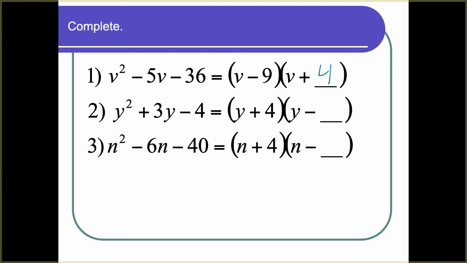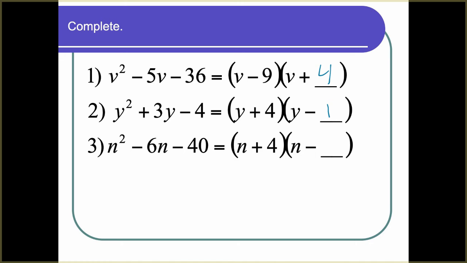Next one we have y squared plus 3y minus 4. We're already given that y plus 4 is one of our factors. So the other factor is going to be negative, because we have a negative last number and a positive in the middle. The number multiplied by 4 that'll give you negative 4 is negative 1. So we're looking for negative 1. Those are our two factors. 4 times negative 1 is negative 4. 4 plus a negative 1, or 4 minus 1, is 3.